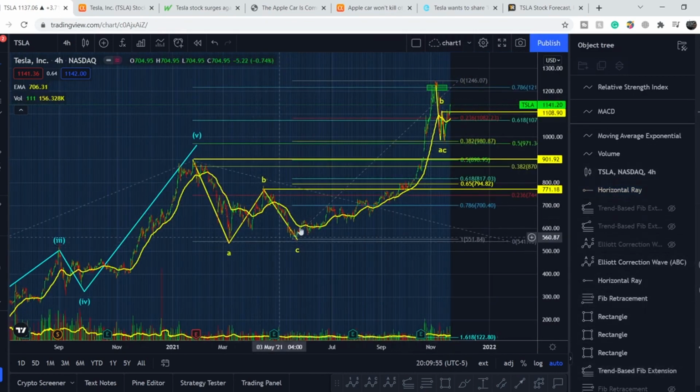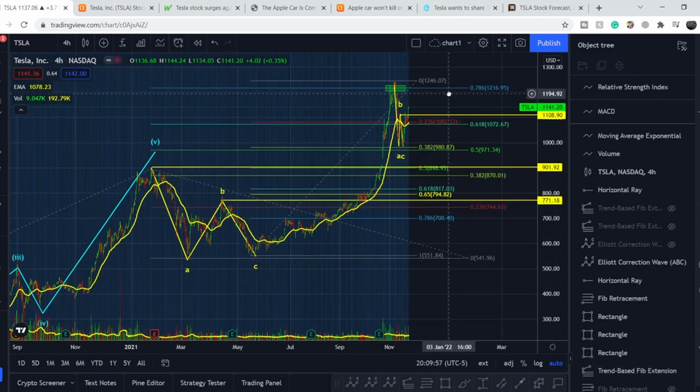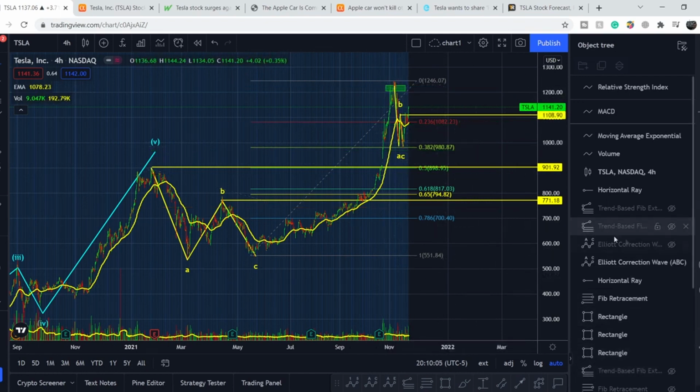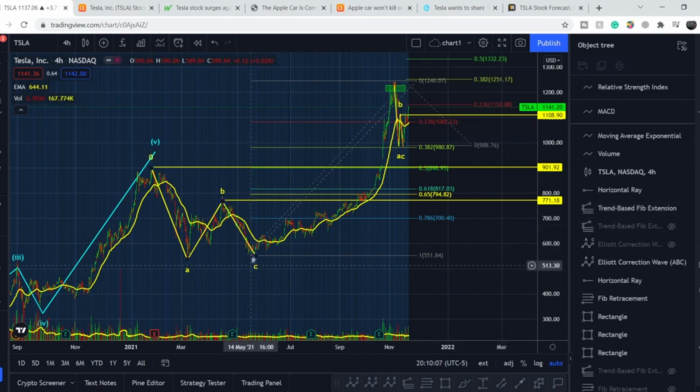Let me show it to you. I projected this target and it was a 0.786 Fibonacci extension level, and we hit it to the tick and then had a bounce. So we can project another target by putting the Fibonacci extension tool from the bottom of this wave to the top of this wave and to the bottom of the retracement.